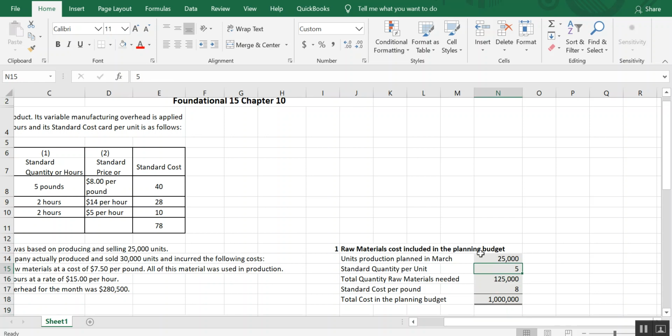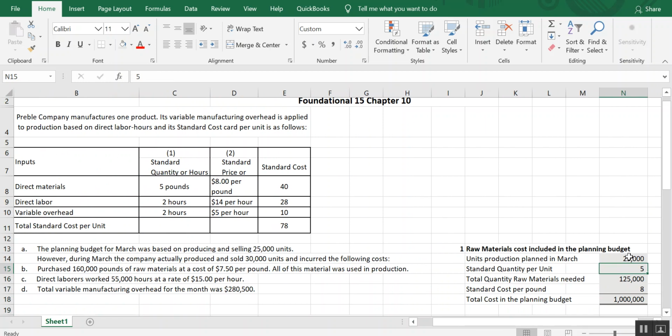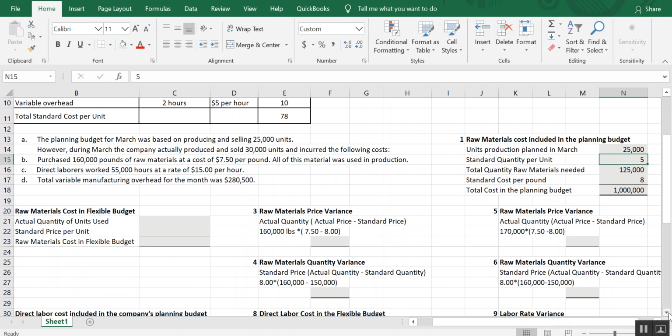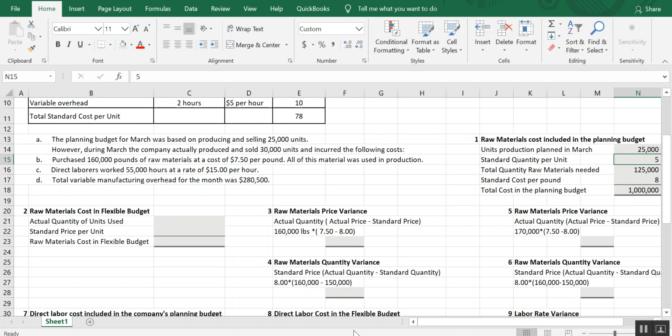Now I'm just pulling these standard quantities right from this table right here. So when we look at standard quantity per unit, I'm going back here to the line that says direct materials and pulling 5 pounds. Standard cost per unit, I'm going back here and getting the $8 per unit or per pound. So we have $1 million in raw materials costs in the planning budget.